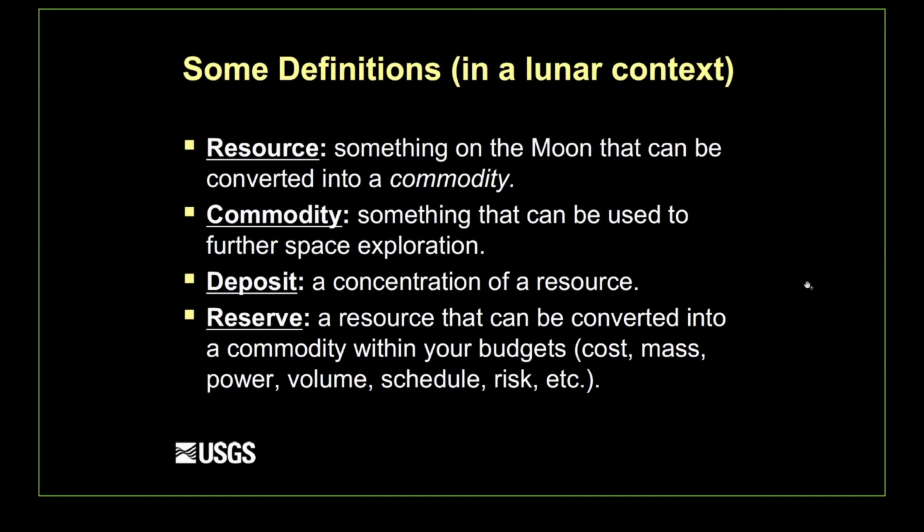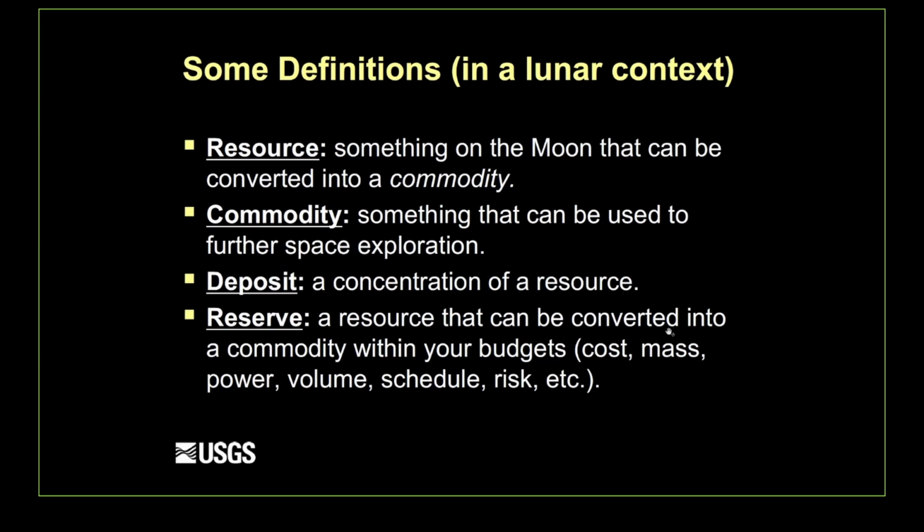Okay, so resources, in the lunar context, are something on the moon that you can convert into a commodity. A commodity is something that you can use; on Earth, it's typically something you'd pay for. A deposit is a concentration of that resource, and if it's a widely distributed deposit like lunar regolith, you can call it a continuous deposit. And a reserve is a resource that can be converted into a commodity within your budgets.